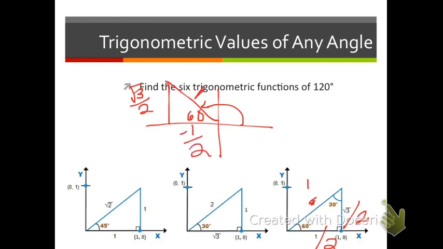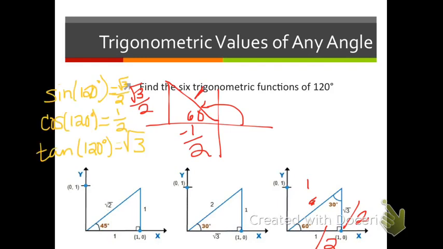Y is still positive, but now we're going in the negative direction for x. So the 6 trigonometric functions of 120 degrees use these 3 values here. I'm going to pause, jot them down, and then you can take a look at them.